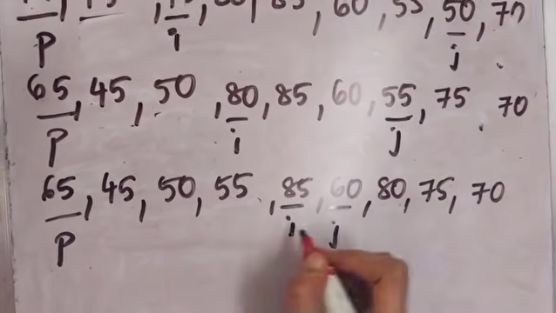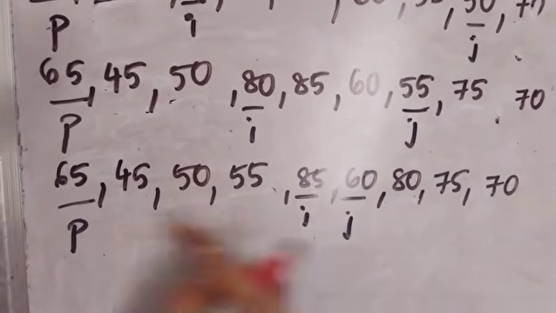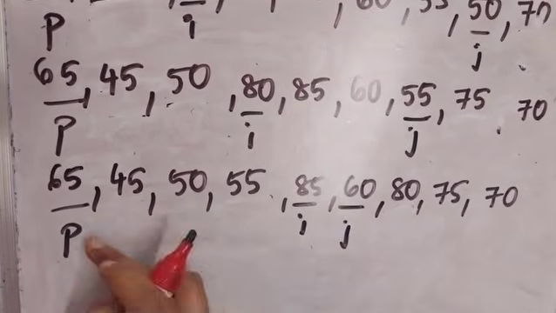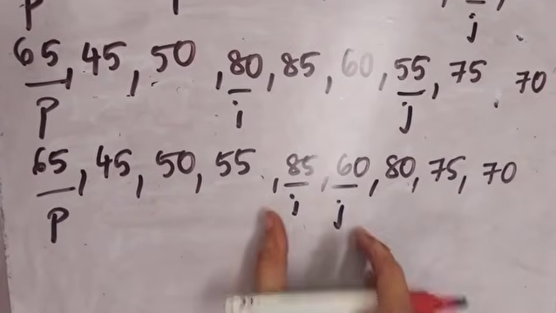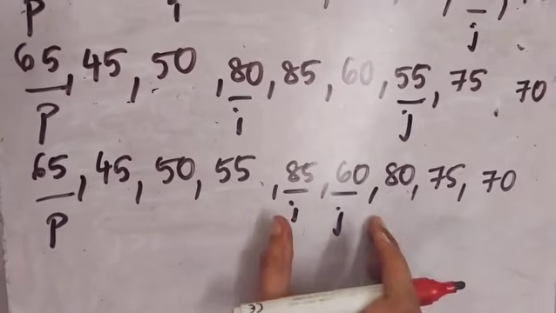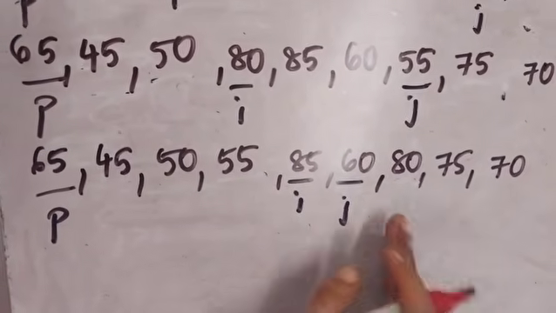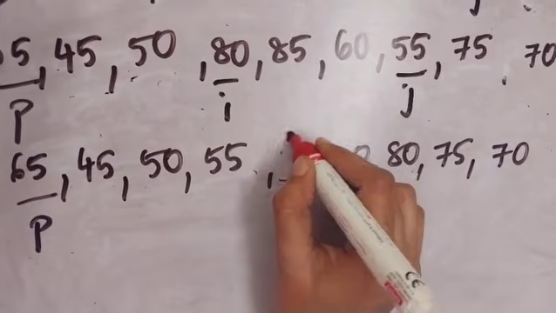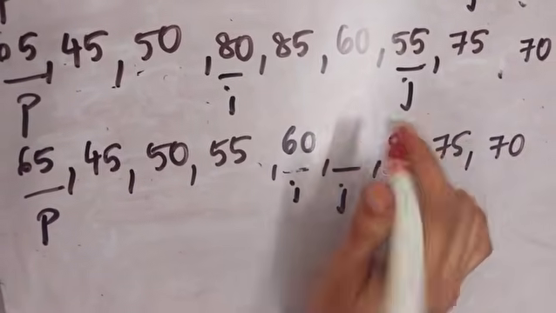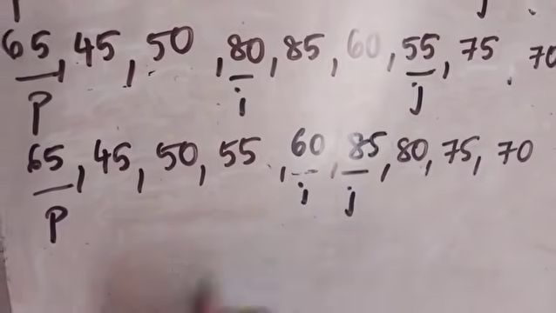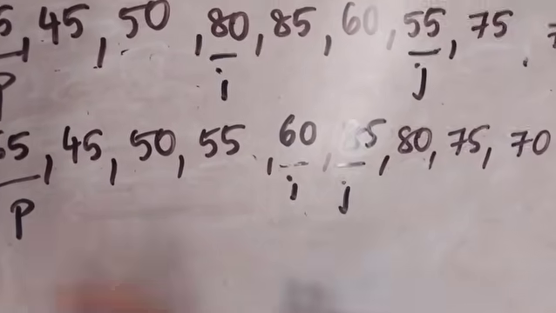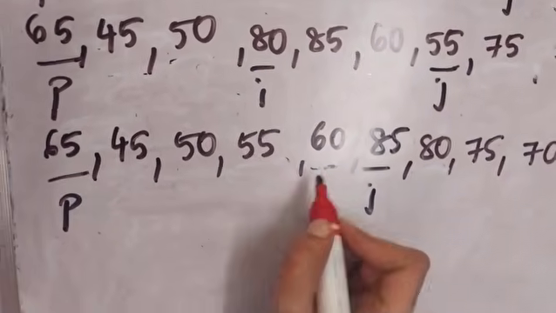Now we see that I is greater than P, J is less than P, and I is greater than J now. Yes, I is greater than J. So what do we do? Swap I and J. So we swap I and J. Here comes I and here comes J. Okay. Now let us again check.